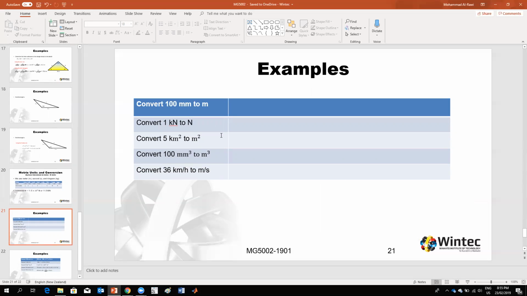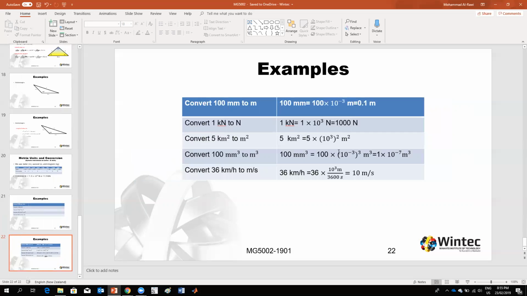So standard units for us are newtons, meters squared, meters cubed for volume, and meters per second for velocity or speed. We don't submit the final answer in kilometers per hour if they haven't specified that. This is the answer for them. So always you can pause the video and check the answers.